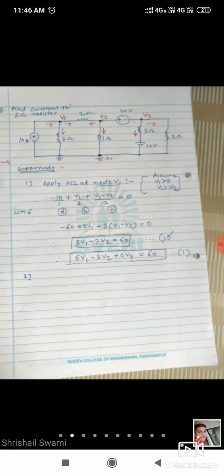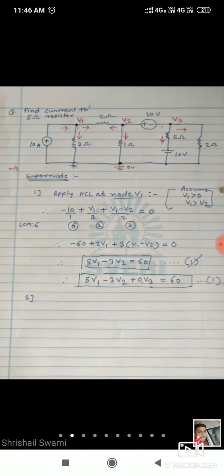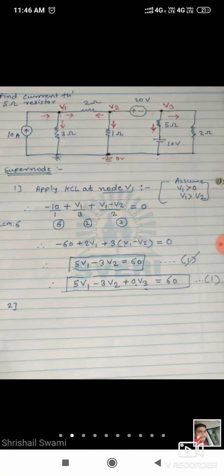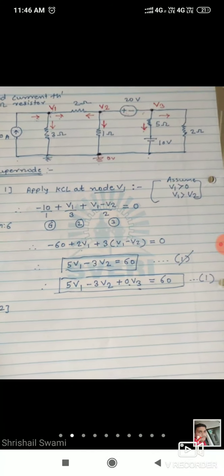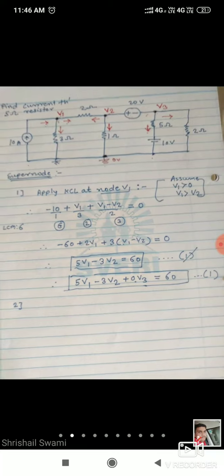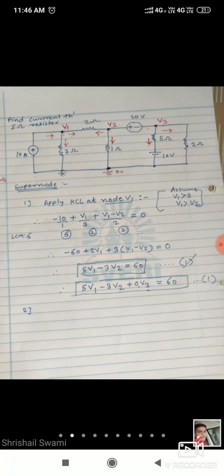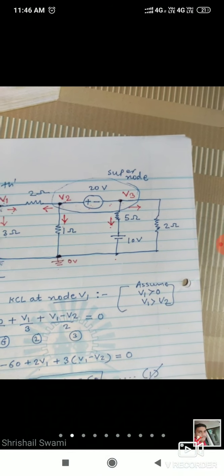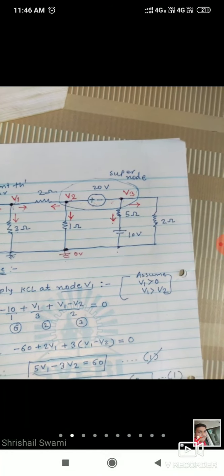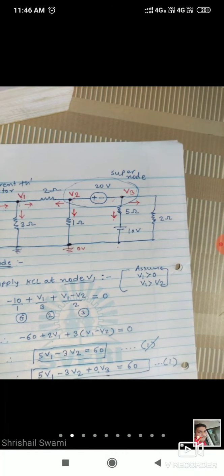Now step number 4 of supernode analysis. What is step number 4? Apply KCL combinedly at the nodes which are affected by the supernode. So what is a supernode? This branch. This is called the supernode. I have marked the circle or ellipse, you can say, which is a part of the supernode. This part is the supernode, which is affected by V2 and V3. V2 and V3 are affected by the supernode.